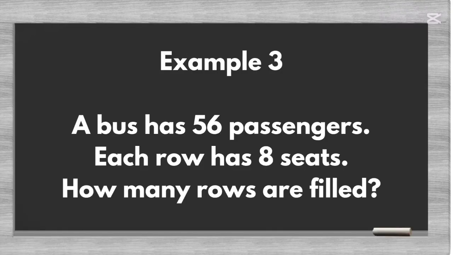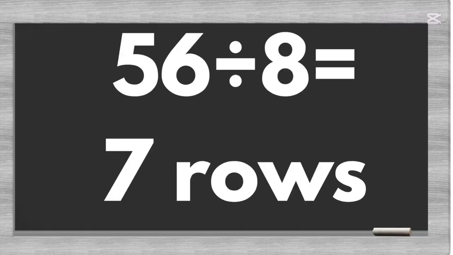Example 3. A bus has 56 passengers. Each row has 8 seats. How many rows are filled? 56 divided by 8 equals 7 rows.